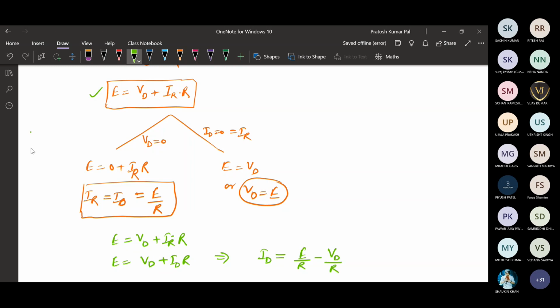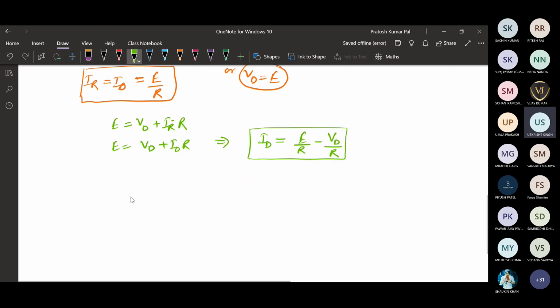From this we obtain this expression, which is one of the equations of the DC load line with respect to the ID and VD plot.